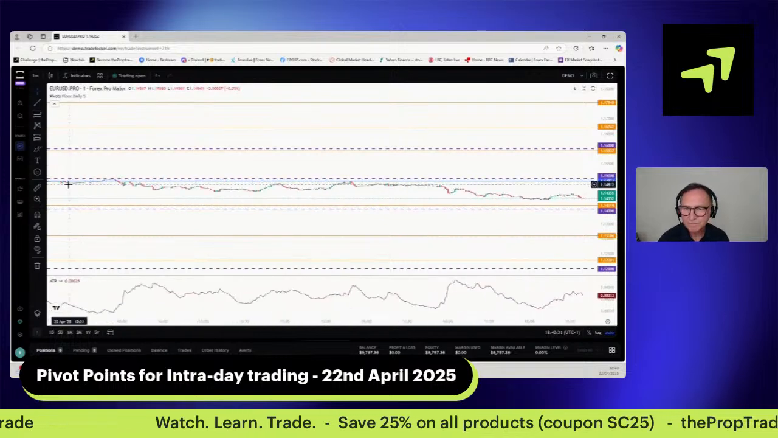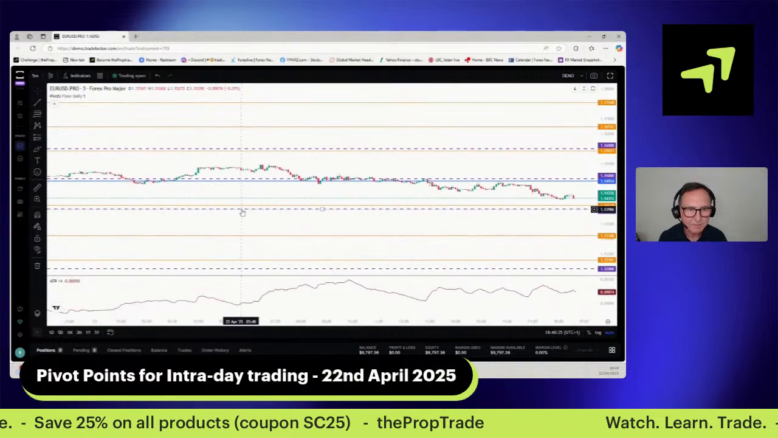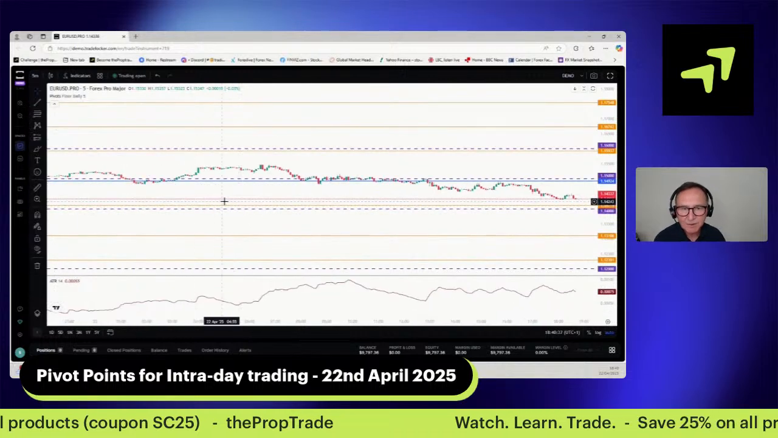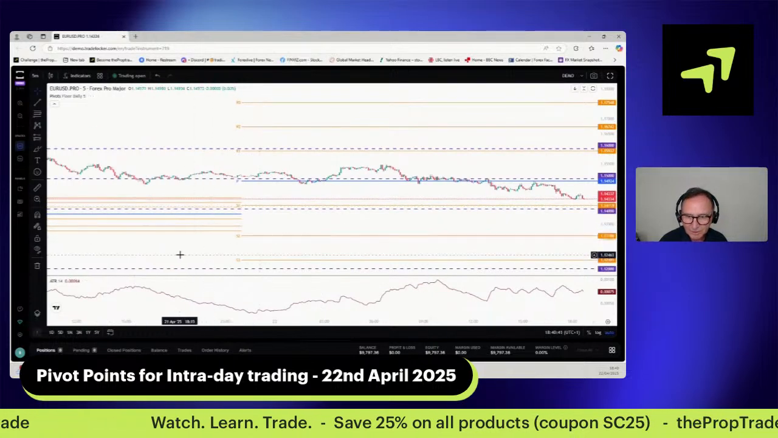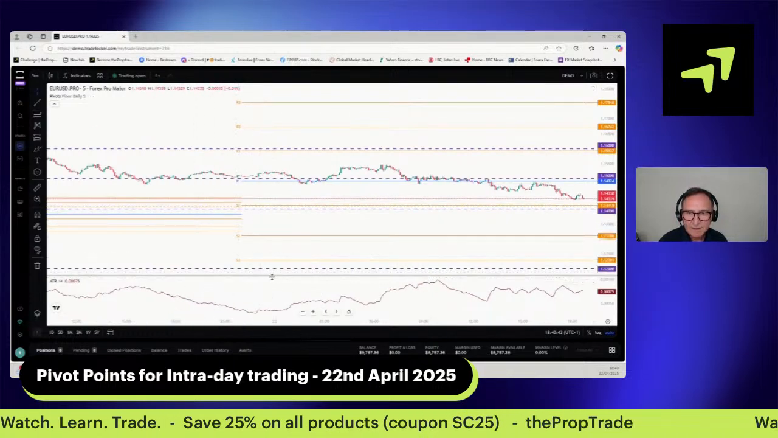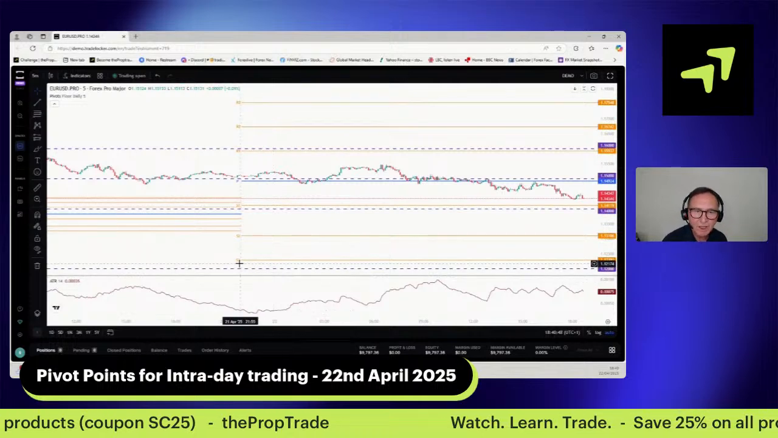Actually, let me go up to the 5 minute because I can't really see much. As we can see, we've been playing around with the pivot all day. There's the beginning of the day, there we are. This is a 5 minute chart now for the euro.